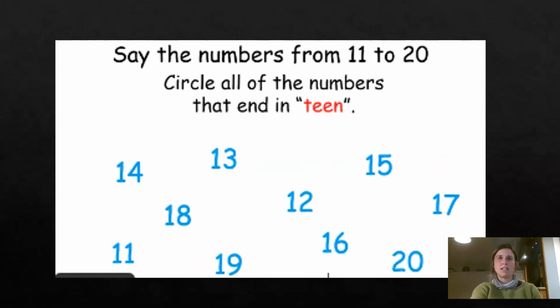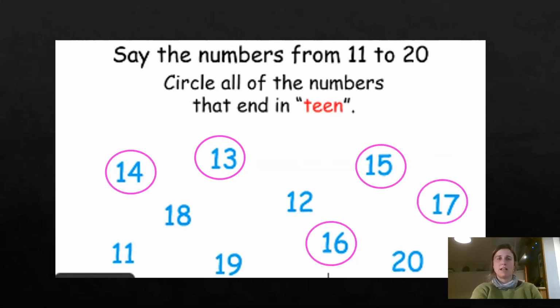Which ones of those are teen? Okay, the first one is 13. 12 isn't one, is it? But 13 is, 14, 15, 16, 17, 18, one more, 19. They're our teen numbers. Hear that on the end.